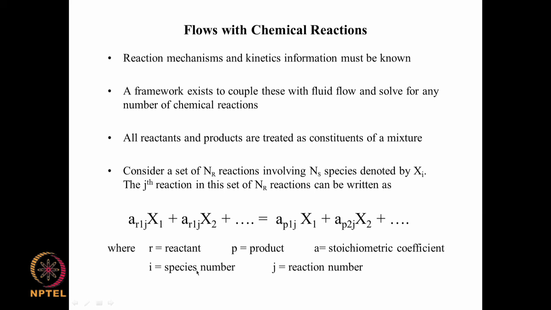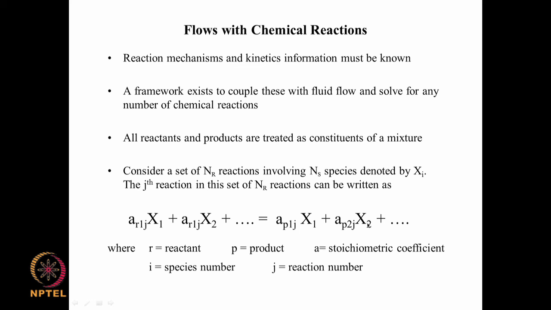So you have species number and reaction number. And you have the reactant side here, and then you have the product side. There is a typo here. This is reactant 2, R2. So you have j number of these equations representing j reactions, and there are NS number of species X1, X2, XNS like this.